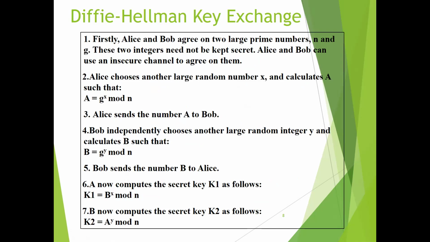There are certain steps in this algorithm. The first step is, if we have two users, Alice and Bob, they will agree on two large prime numbers. Maybe we will call them N and G.